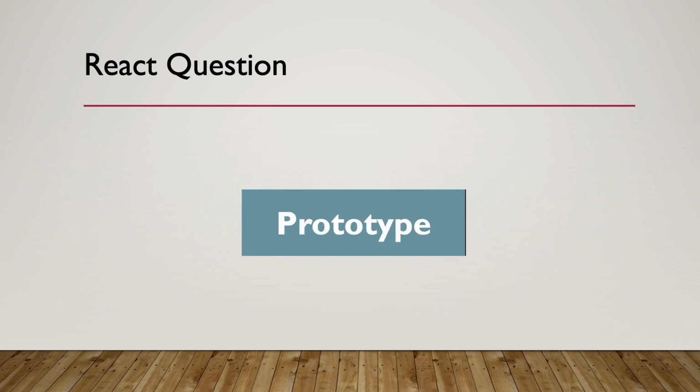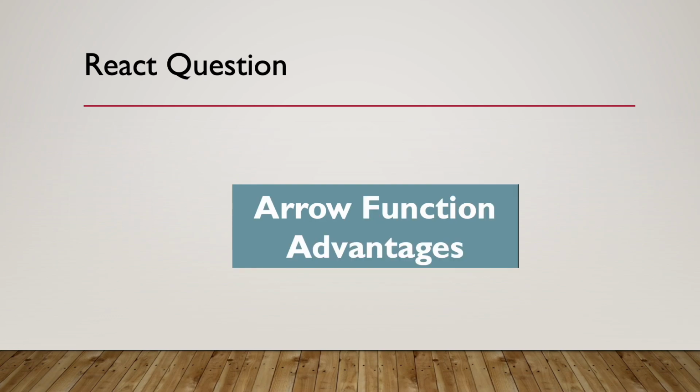Prototype. In JavaScript, prototype is a fundamental concept related to object-oriented programming. Every object in JavaScript has a prototype, which serves as a template for the object. The prototype is an object itself, and it contains properties and methods that are shared among all instances created from the same constructor. Advantages of arrow functions.